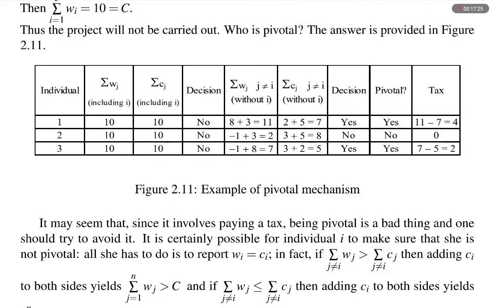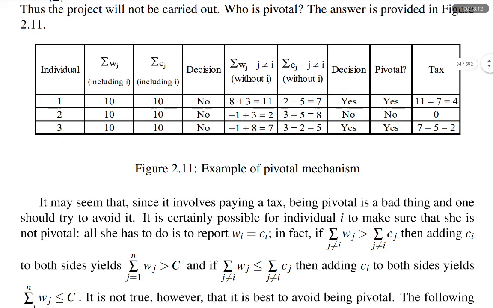For individual 3, the sum of W sub j is 10. The sum of C sub j is 10. Decision, no. The sum of W sub j, where j not equal to I without I, is negative 1 plus 8 equals 7. The sum of C sub j, where j not equal to I without I, is 3 plus 2 equals 5. Decision, yes. Pivotal, yes. Tax is 7 minus 5 equals 2.